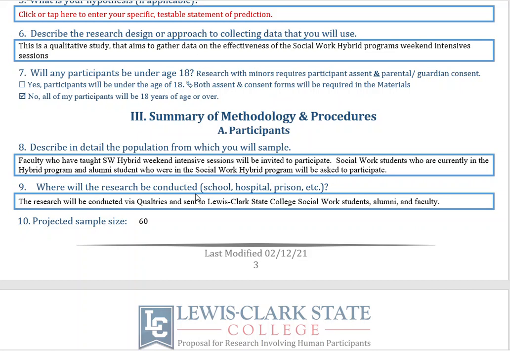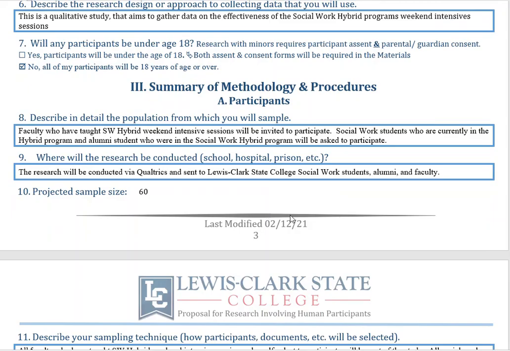So where will the research be conducted? Most of you are probably going to use a Qualtrics link. If you are using that, the research will be conducted via Qualtrics and it will be sent to Lewis & Clark College social work students, alumni, and faculty. So tell us if you're using Qualtrics. It'll be posted on Facebook, or sent to specific individuals, but tell us where the research will be conducted. If you're conducting it at a facility, then be specific: this is where we're doing it, at the facility.